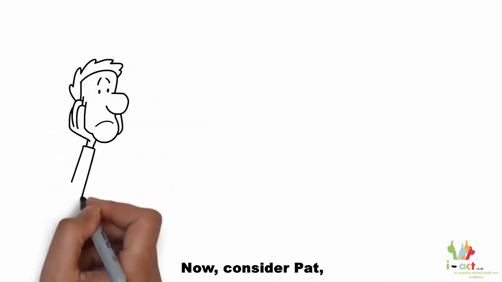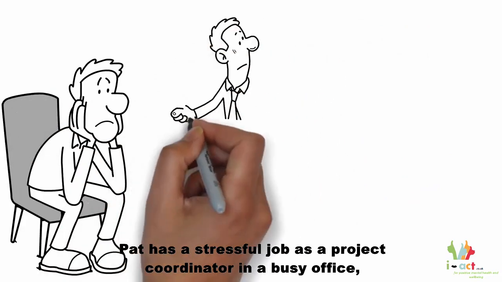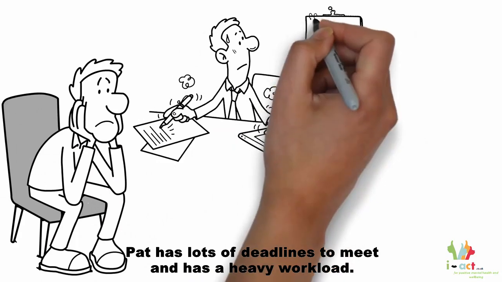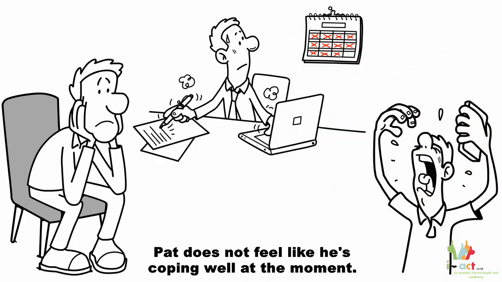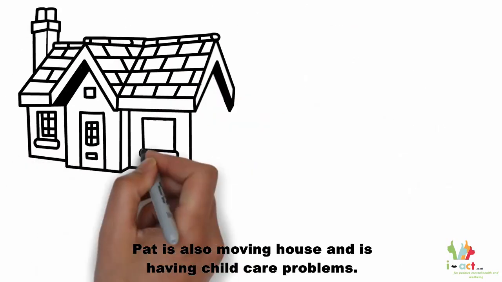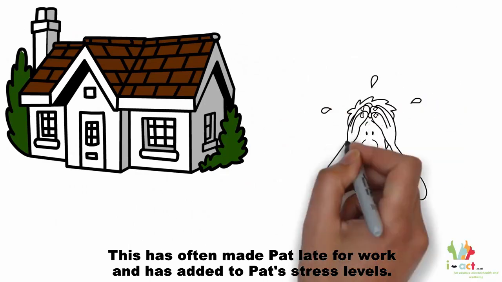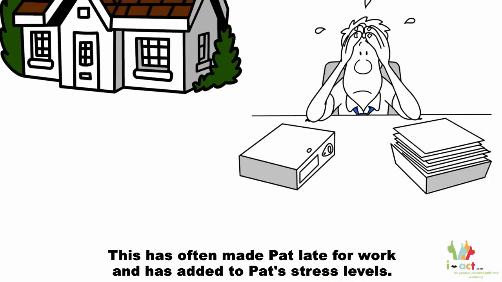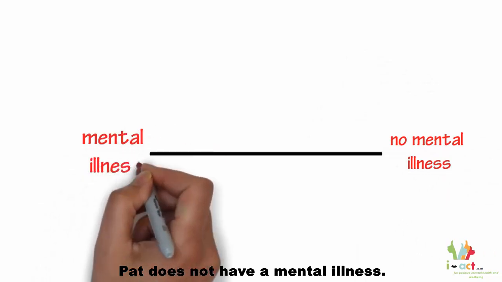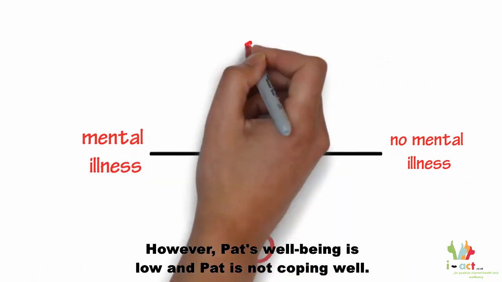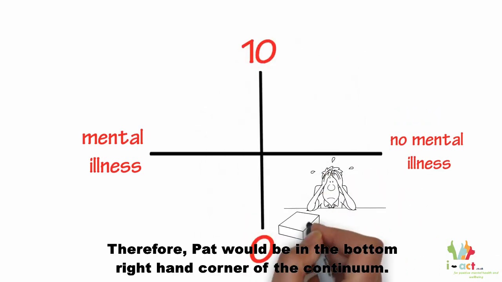Now consider Pat. Pat has a stressful job as a project coordinator in a busy office. Pat has lots of deadlines to meet and has a heavy workload. Pat does not feel like he's coping well at the moment. Pat is also moving house and is having childcare problems. This has often made Pat late for work and has added to Pat's stress levels. Pat does not have a mental illness. However, Pat's well-being is low, and Pat is not coping well. Therefore, Pat would be in the bottom right-hand corner of the continuum.